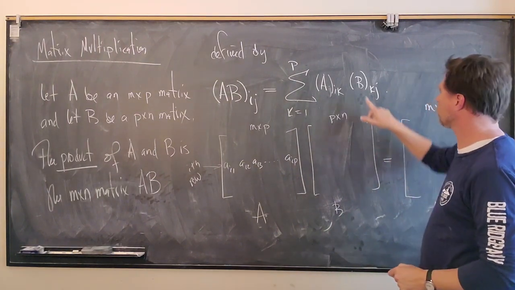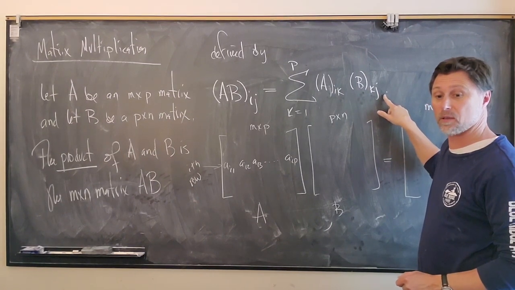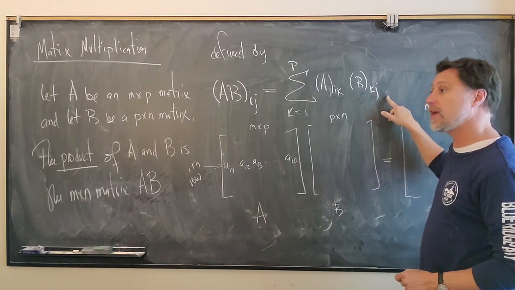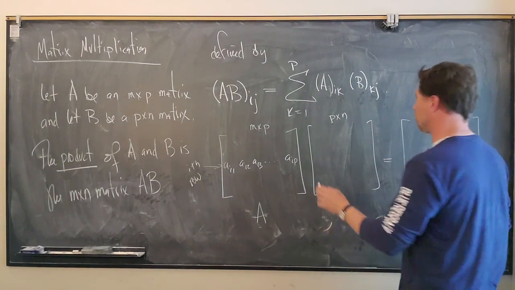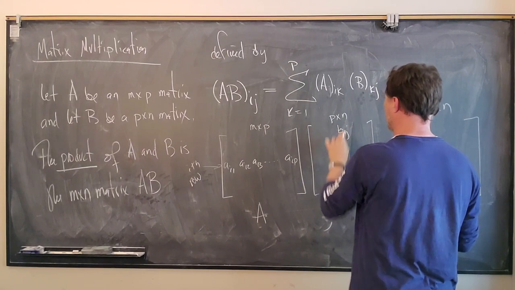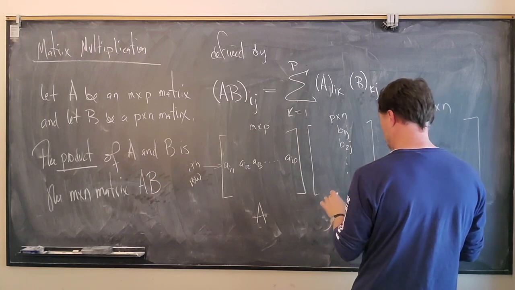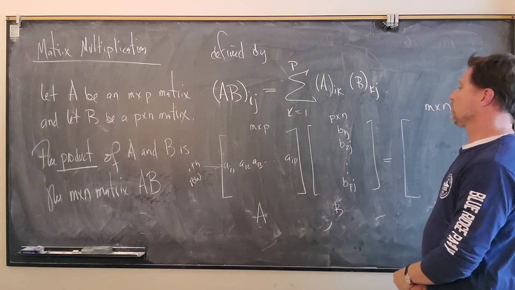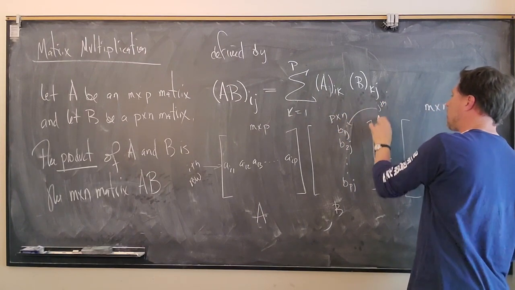And then over here, we've got B sub kj. So now j is staying fixed. The first subscript is changing, the second subscript is not. So what we're doing is working our way down the jth column of the matrix B. So this would be B sub 1j, B sub 2j, dot, dot, dot. Eventually we get to B sub Pj. That is the jth column.